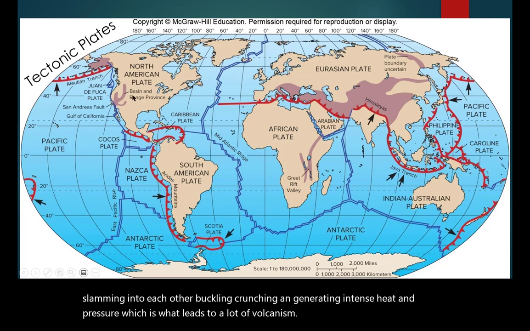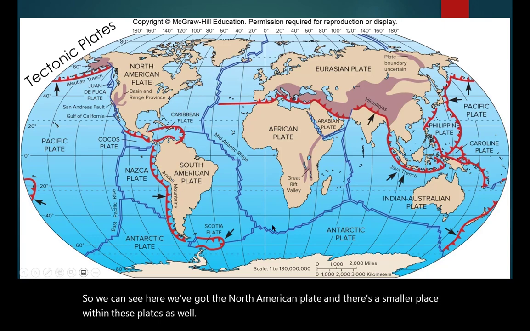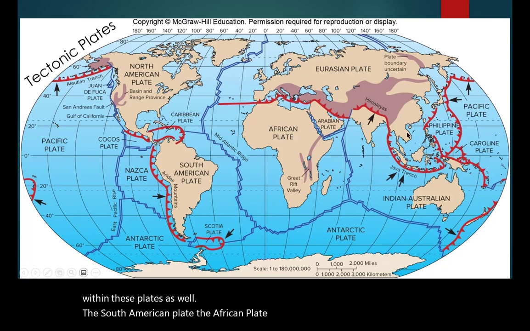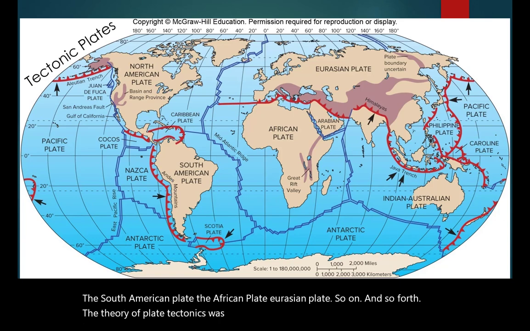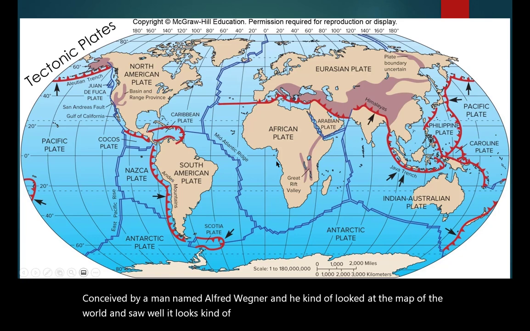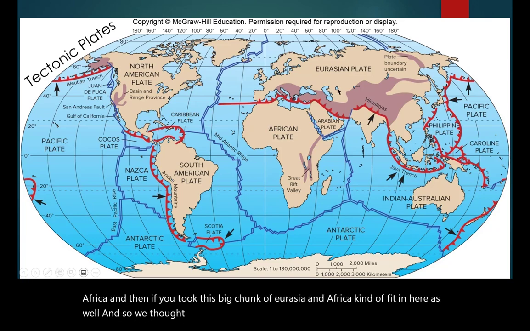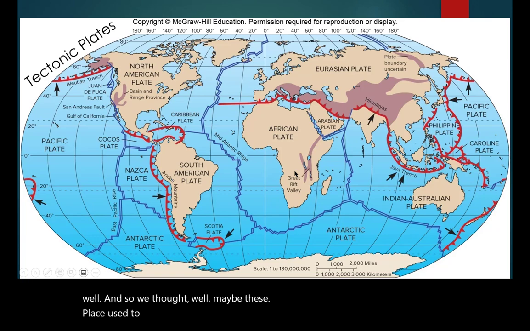So we can see here we've got the North American plate, and there's smaller plates within these plates as well. The South American plate, the African plate, Eurasian plate, so on and so forth. The theory of plate tectonics was actually first conceived by a man named Alfred Wegener, and he kind of looked at the map of the world and saw, well, hey, it looks kind of like South America fits right in here with Africa. And then if you took this big chunk of Eurasia and Africa, it kind of fit in here as well. And so he thought, well, maybe these continental plates used to all be connected. And now we know that he was correct.